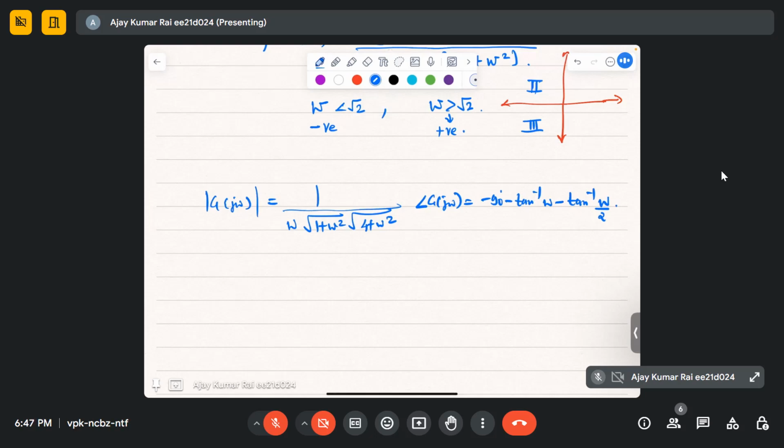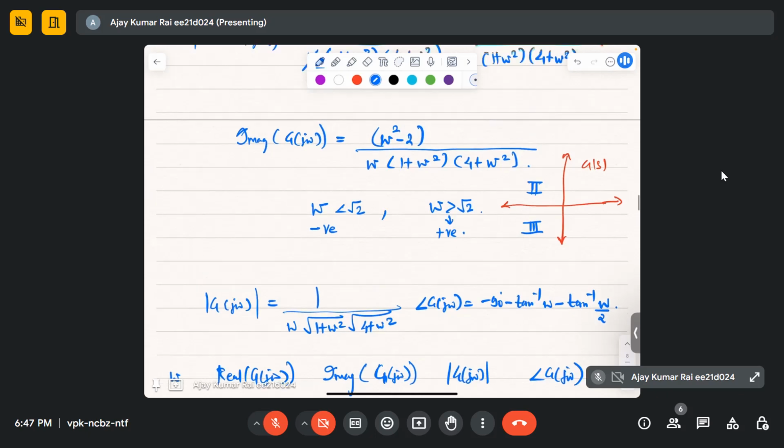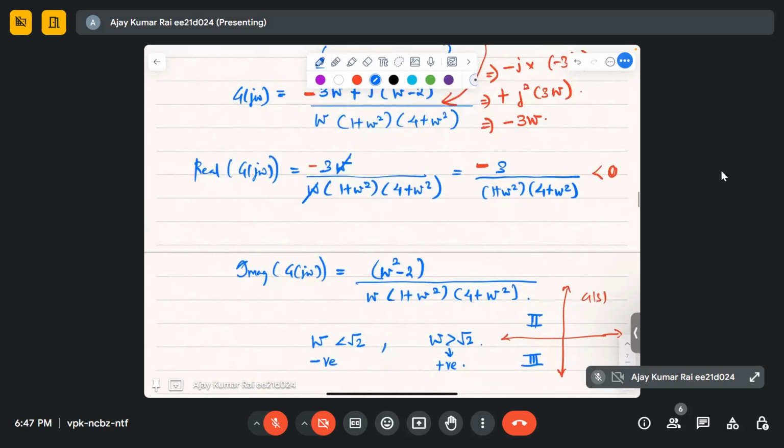Okay, so let's build a table for different values of omega, real value of j omega, and imaginary values. So we'll take two extremes, right? So let's find out at omega equal to 0. At omega equal to 0, what is the real part? Can you put omega equal to 0 in the real part of G of j omega? What is the value you're getting?